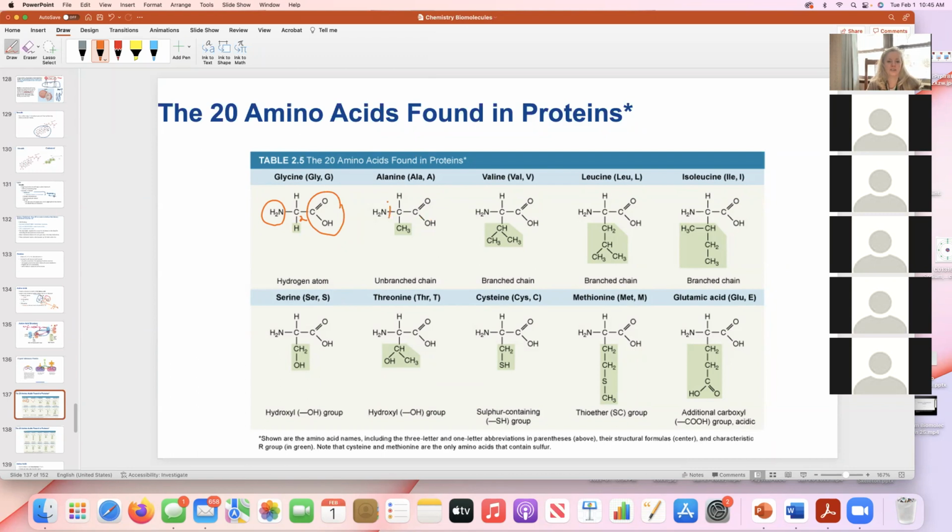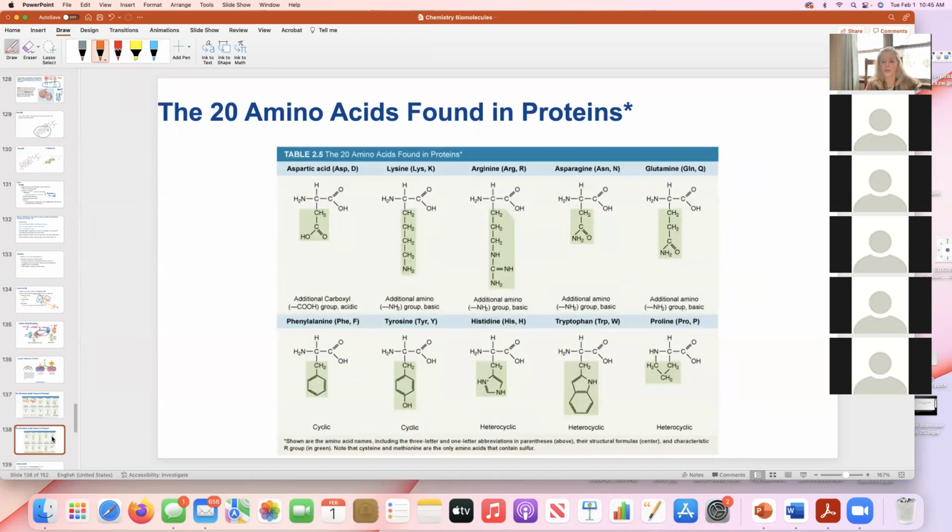Alanine is the next simplest. Here's your amino group. Here's your carboxyl group. Here's your alpha carbon right in the center, always an H. And the next simplest thing that you can put on here as the R group is a methyl group, CH3. And so they just get progressively a little bit bigger and more complicated as you go along the path here of looking at all the different amino acids. All right.